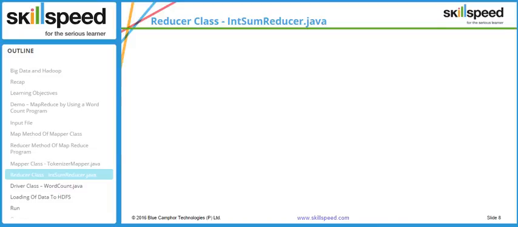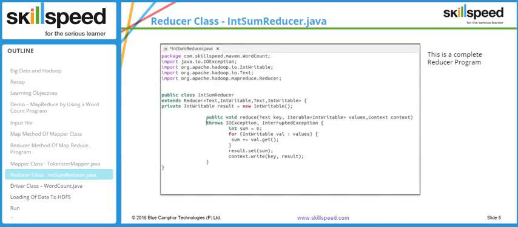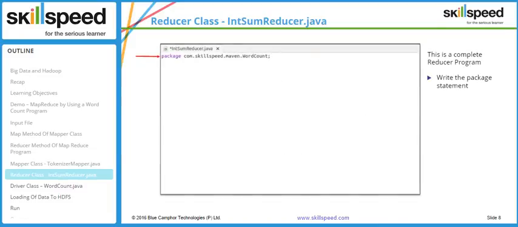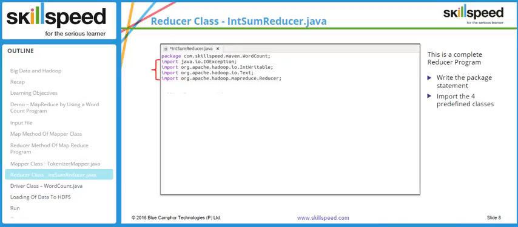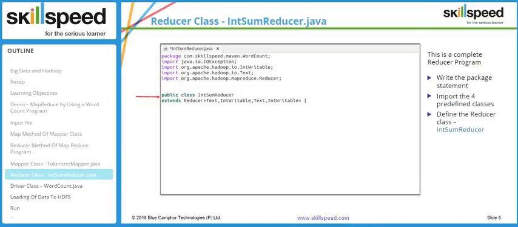Now in the same package, we'll create the reducer class. So the arrow number 1 is the package statement. You can see the arrow has 4 predefined imports such as IOException, IntWritable, Text and Reducer class. Now let's have a look at the reducer class declaration. Now if you look at the arrow number 3, you can see that we are declaring the reducer class. It's called IntSumReducer, and it is extending the Reducer class.